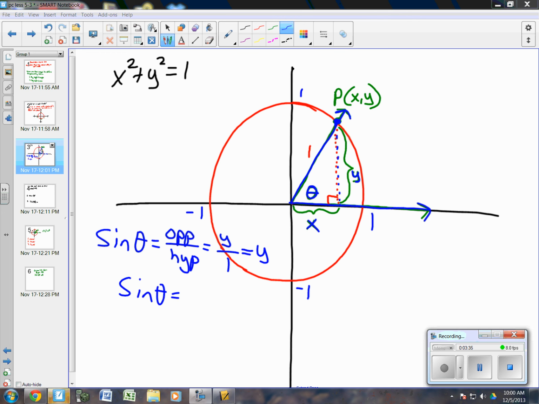So what you need to know, everybody write this down, is that the sine of theta on a unit circle is the y coordinate. You got to let that sink in. Think about that. The sine of theta on a unit circle is just going to be the y coordinate.